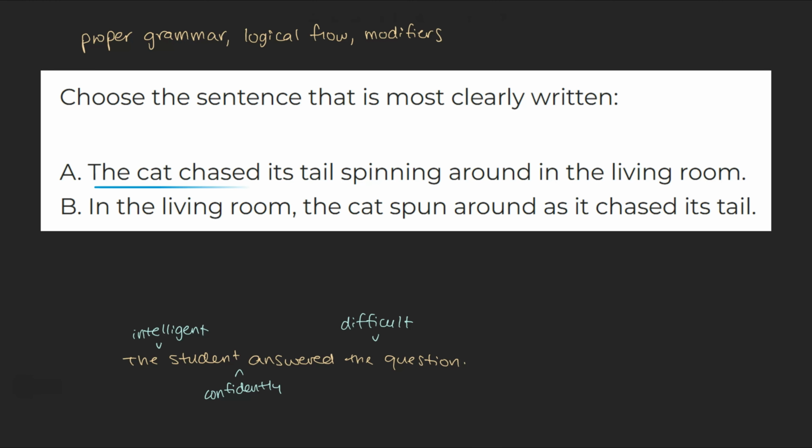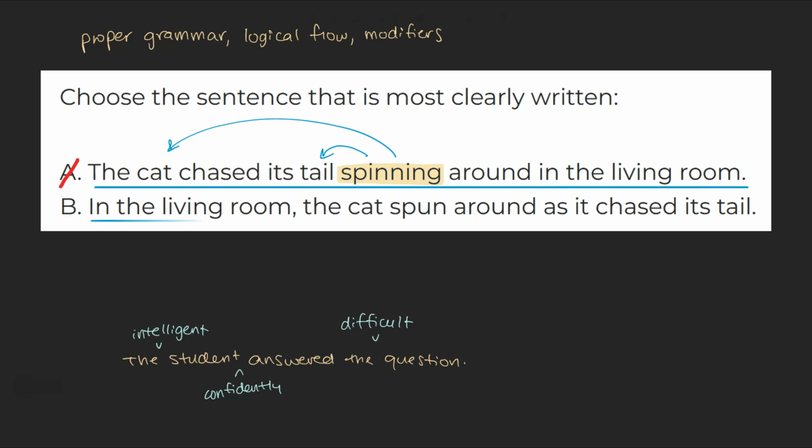A. The cat chased its tail spinning around in the living room. This sentence gives us an example of an ambiguously placed modifier, the modifier in question being spinning. It describes something in the sentence, but the way the sentence is written, it's unclear whether it was the cat or the tail spinning around the living room. Because this sentence lacks clarity, we can mark it as incorrect.